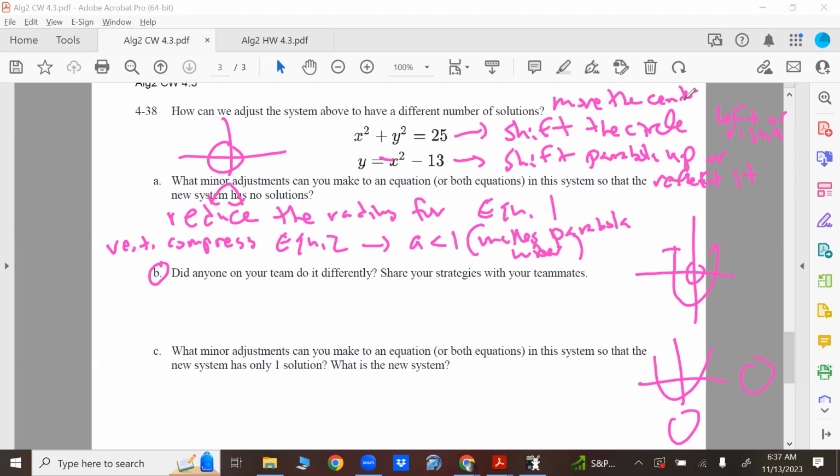For the parabola, I could shift it up. That's one way, or I could reflect it. That's another way, or I could vertically compress it. That's yet another way. So there's a lot of different things you could do. And what minor adjustments can you make to get just one solution?